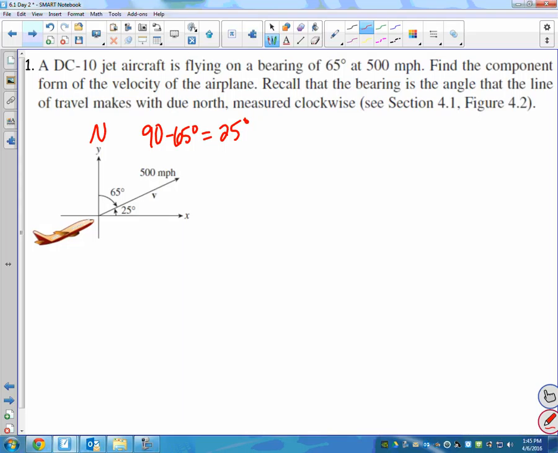So if you can recognize that this is your theta, and if you know that the speed of this jet is your magnitude, so the speed is 500 miles per hour, that's our magnitude, all we have to do is write this in component form. Which means all I'm going to do is take my magnitude, which is 500, and multiply it by the cosine of the angle that's formed from 0, which would be 25 degrees.